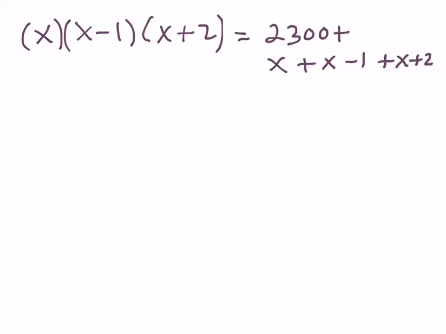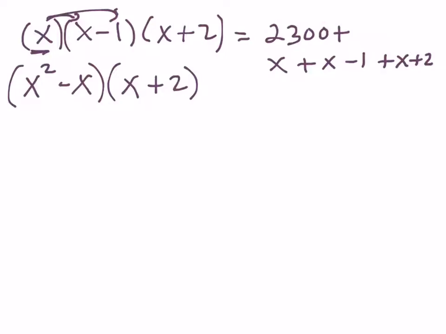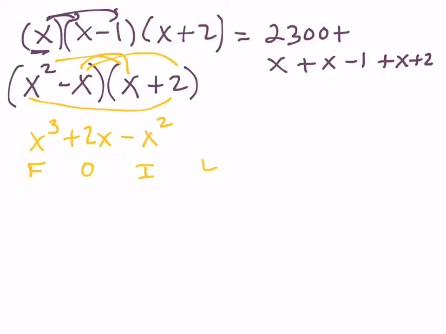All right, so on the left-hand side, first thing I would do is probably distribute. You can multiply these in any order, but I'll usually take care of any little distributing single term things first. So x times x minus 1 would be x squared minus x. Don't forget to put that in parentheses, times x plus 2. And now this is a FOIL problem. So x squared times x is x cubed. That's firsts, and then outer would be x squared times 2, which would be plus 2x. And then inner would be negative x times positive x, minus x squared. And then last would be negative x times 2, or minus 2x.